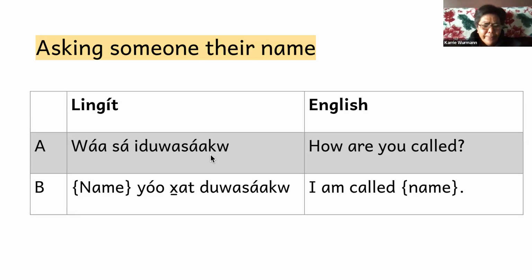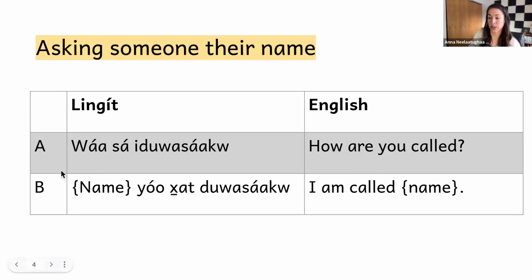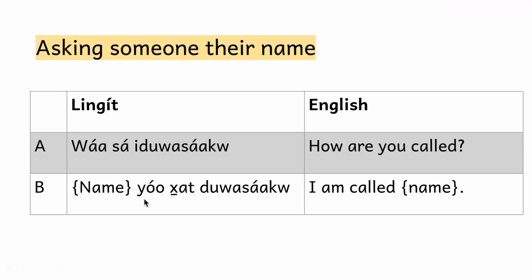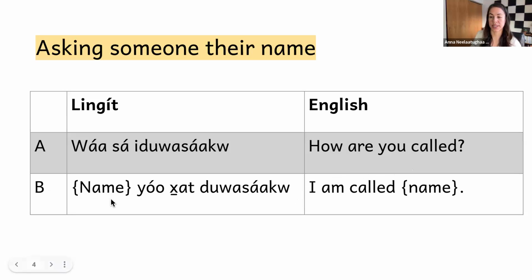And then the response after someone asks how you're called, you give them your name first, and then you say this part, repeat after me. Yuhaduasak. Iduwasak. Yeah. So I'll say my name, which is Nila Toga. You all can fill in this blank with your name and repeat after me. Nila Toga Yuhaduasak.